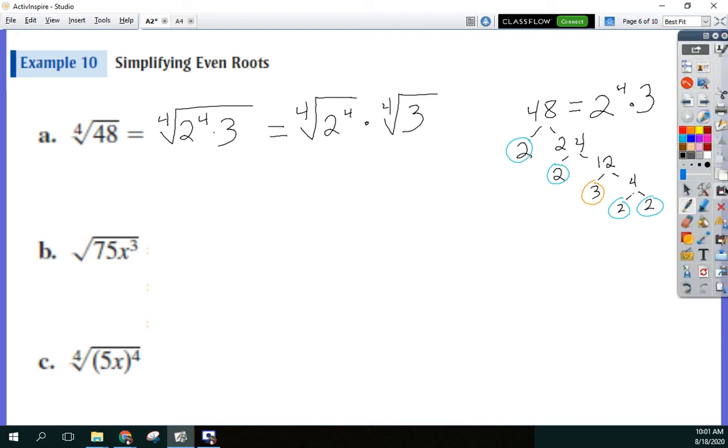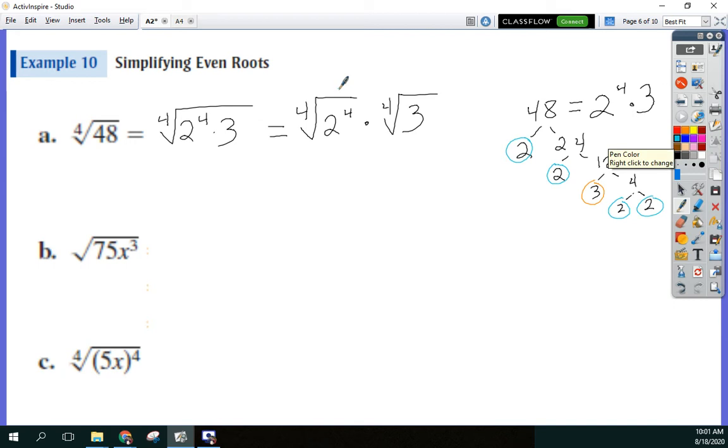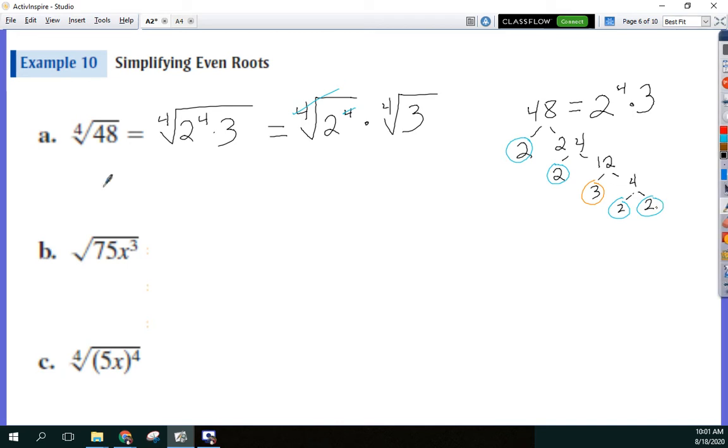And the reason that we want to do that is because now my 4th root and my 4th power are going to reduce each other. So we have a 2, and then that 4th root of 3 cannot be simplified anymore. So it's just going to be left as 2 times the 4th root of 3. Now, for our next problem, we add in some variables, which is fine. The process is going to work the same.